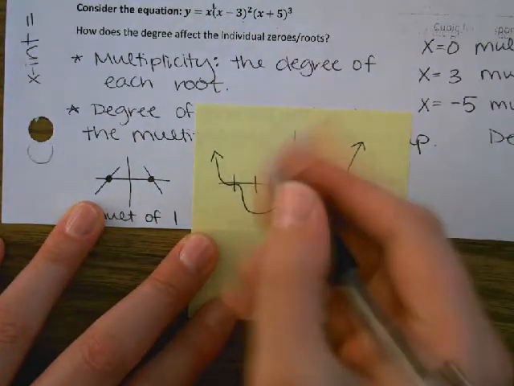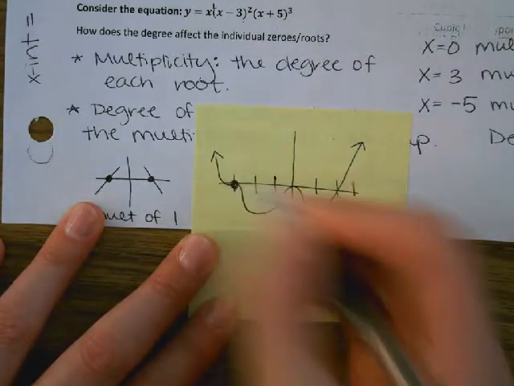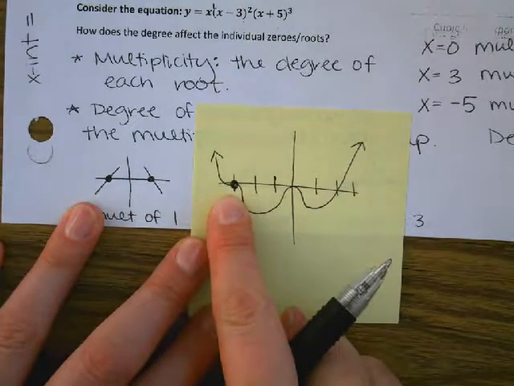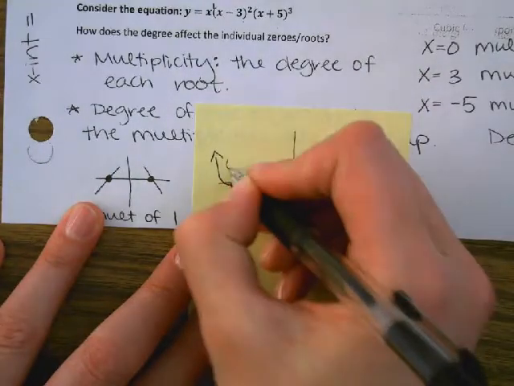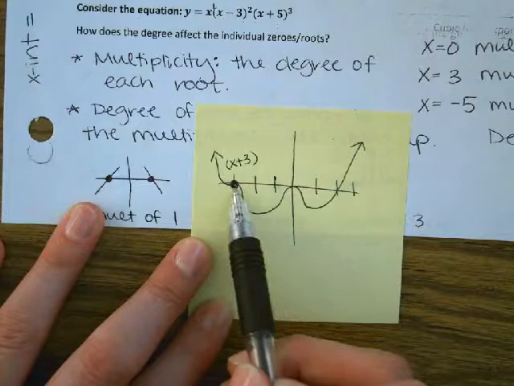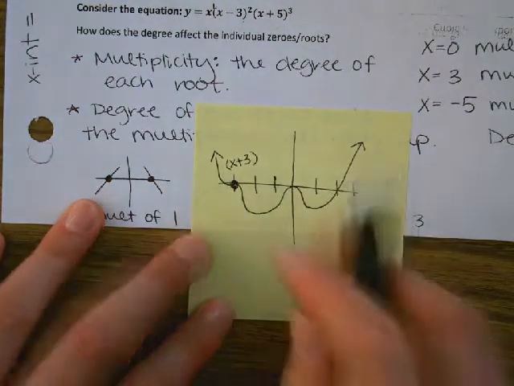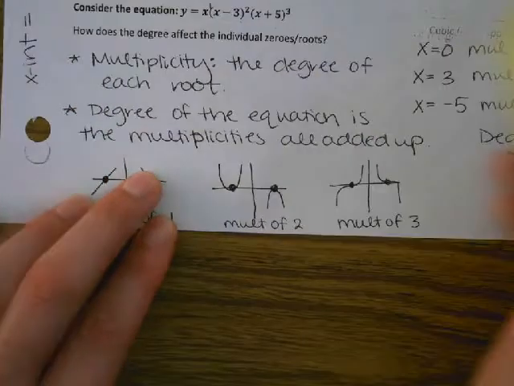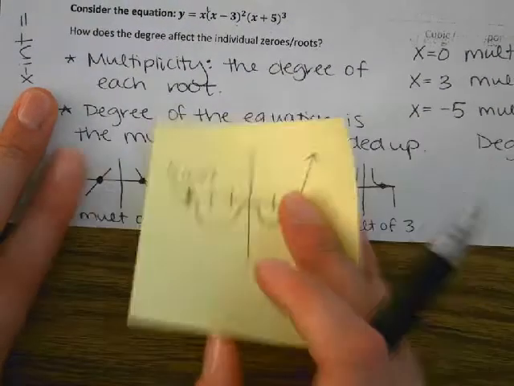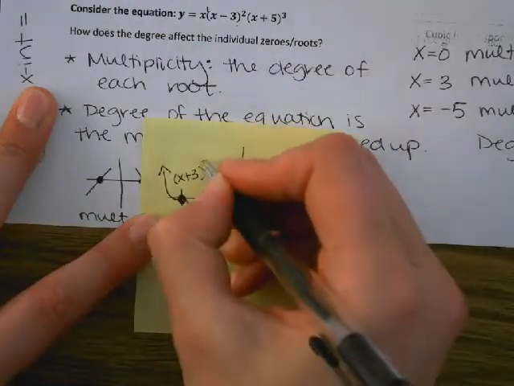Okay, so we have an x-intercept right here. What is the x-intercept right there? -3. So what would we expect to see inside the parentheses? +3, right? So I'm going to write x plus 3. And if you look at this, it goes through the point, but it squiggles as it goes through the point. So would that be a multiplicity of 1, of 2, or of 3? Multiplicity of 3. So that exponent is going to be a 3.